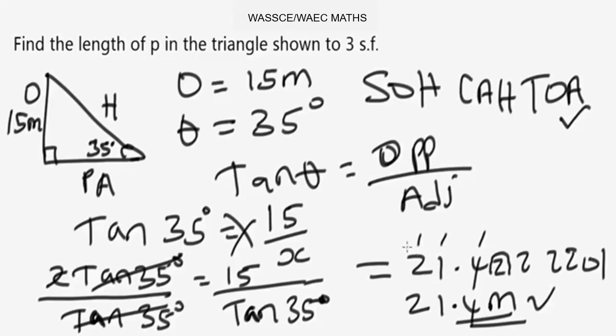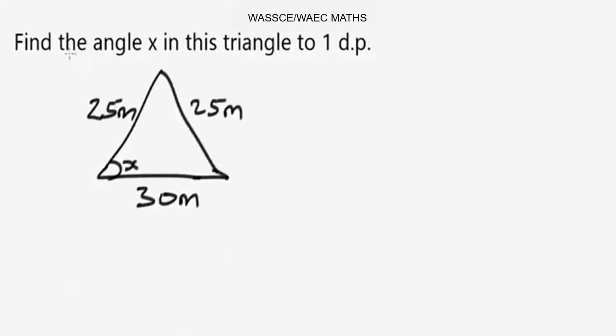Now let's solve one more practice math question on this before I give you the one you solve by yourself. So let's wipe this. Okay, guys, now let's look at this question. It says find the angle x in this triangle to one decimal place. Now looking at this triangle, you can see that the length of this side equals the length of this side. This shows that this is an isosceles triangle. So basically you split it down the middle to get a right angle triangle.